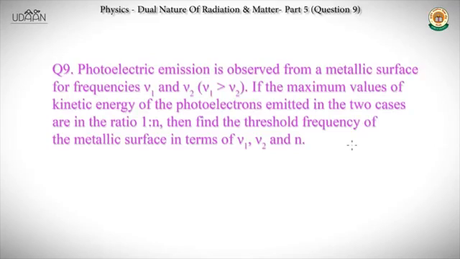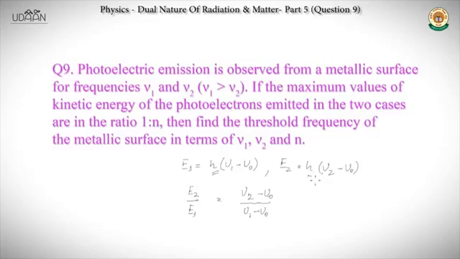So here what we need to do is write Einstein's photoelectric equation for both the cases. For E1 we get h into nu1 minus nu naught, and for E2 we get h into nu2 minus nu naught. This is Einstein's photoelectric equation, and you need to remember it because it is going to come in almost all of the questions on the photoelectric effect. So we simply divide them, E2 by E1, which gives nu2 minus nu naught by nu1 minus nu naught.